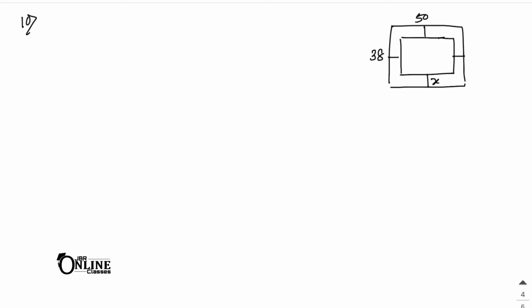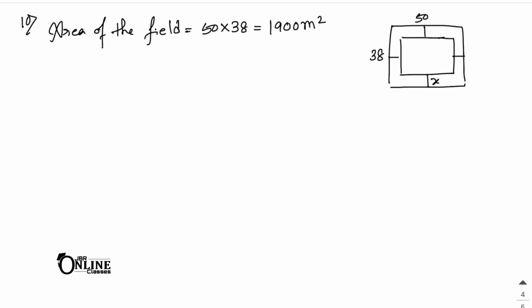Now sum number 10. A footpath of uniform width runs all around the inside of a rectangular field 50 meter long and 38 meter wide. So here length equals 50 and 38 is the breadth. So area of the field equals 50 into 38. So 50 into 38 equals 1900 meter square. Now let the width of the footpath all around inside the rectangular field be x. So each and every side will be x.